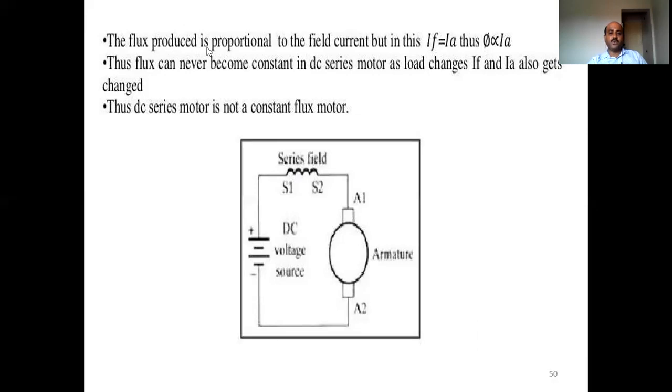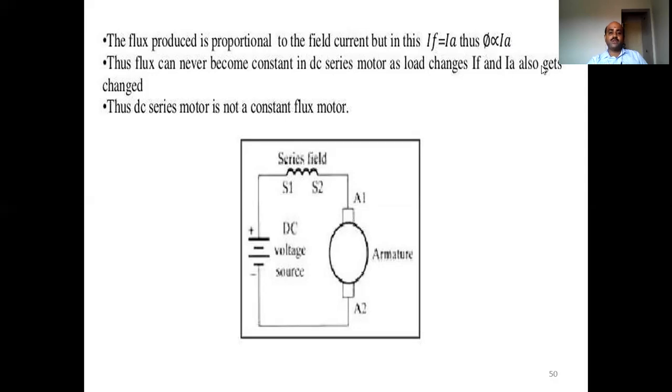Thus, the flux produced is proportional to the field current, but in this case IF is equal to IA, in the sense of the current flowing through the armature. So the magnetic flux that it generates is directly proportional to the current flowing through the armature. Thus, flux can never become constant in a DC series motor as the load changes.